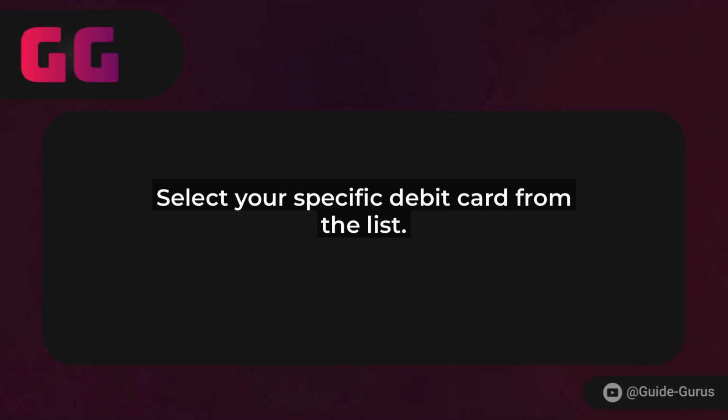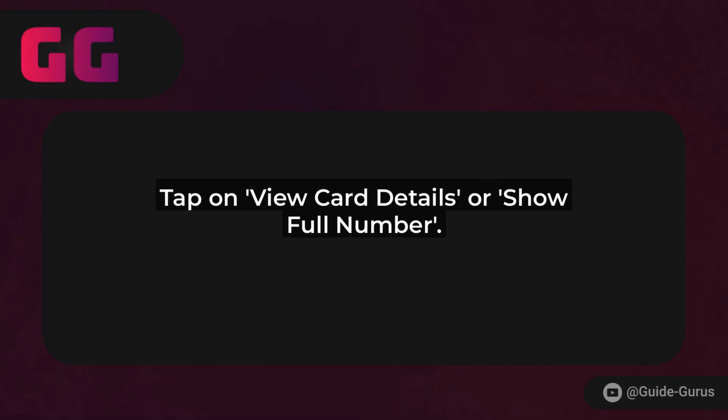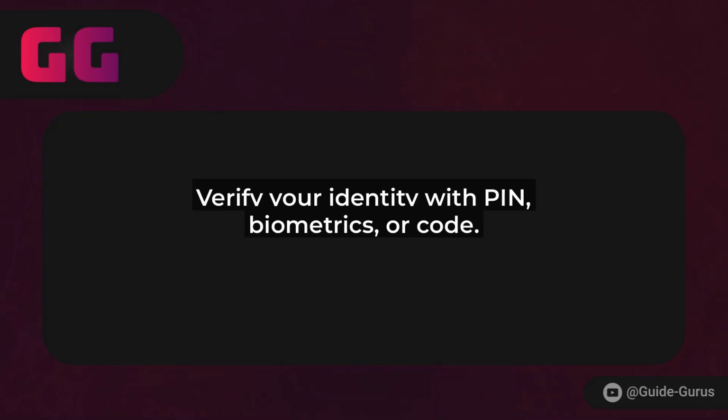Next, look for an option that says View Card Details, Show Full Number, or something similar. This might be under a settings icon or a dedicated button on the card page. Before it reveals the full number, the app will likely prompt you to verify your identity. This could involve entering a PIN, using facial recognition, or confirming via a text message. It's all about keeping your info protected.